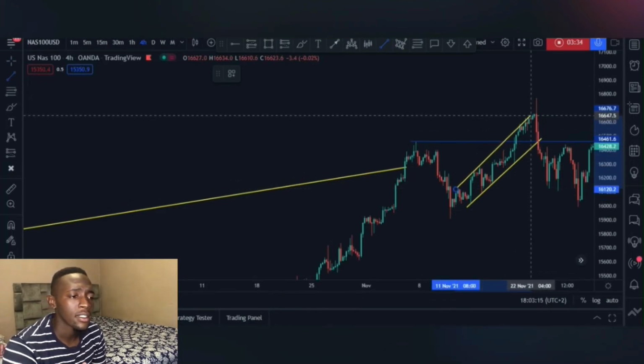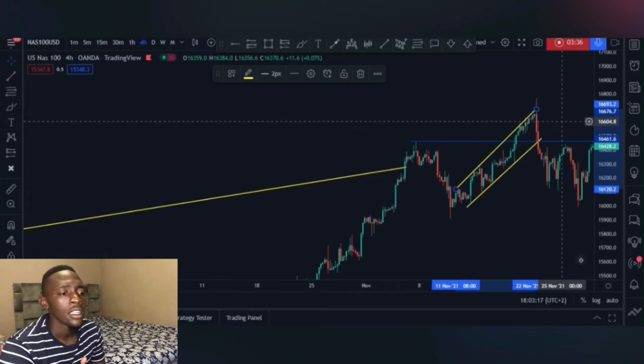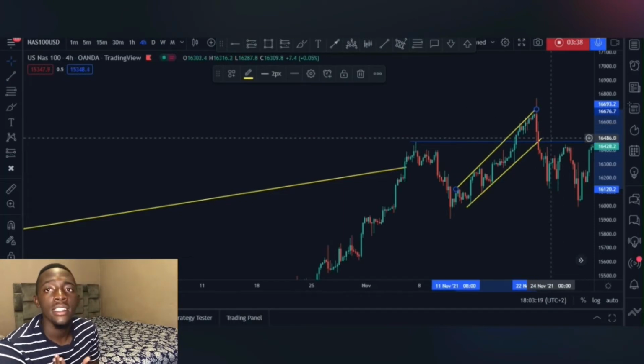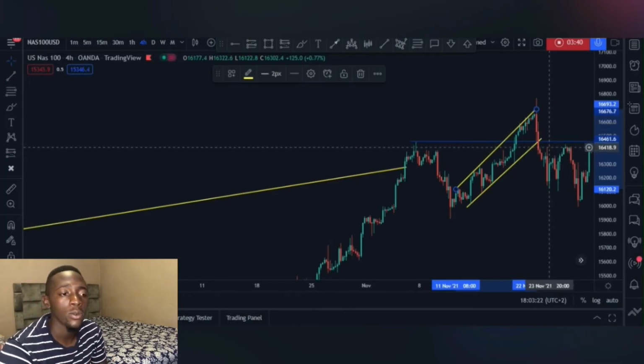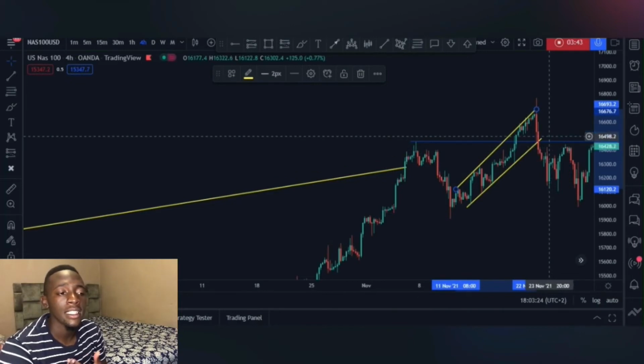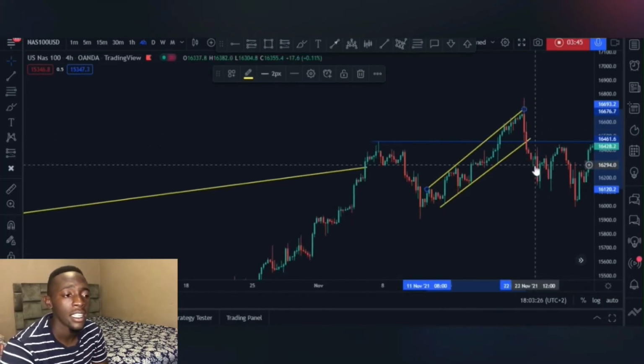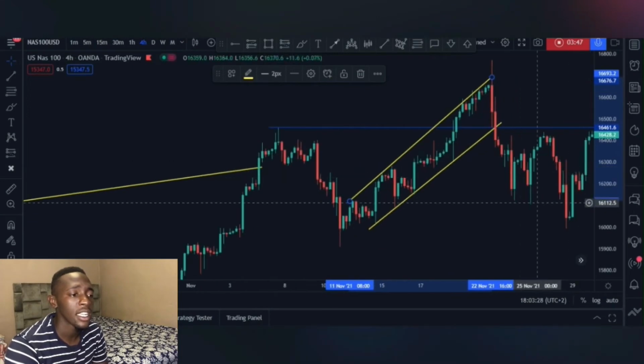Even if you find a sell setup, you must also look at all the possibilities. Check if there is a possibility for price to go to the upside when you're actually anticipating price to go to the downside. So those are the key things that you need to check as a trader.